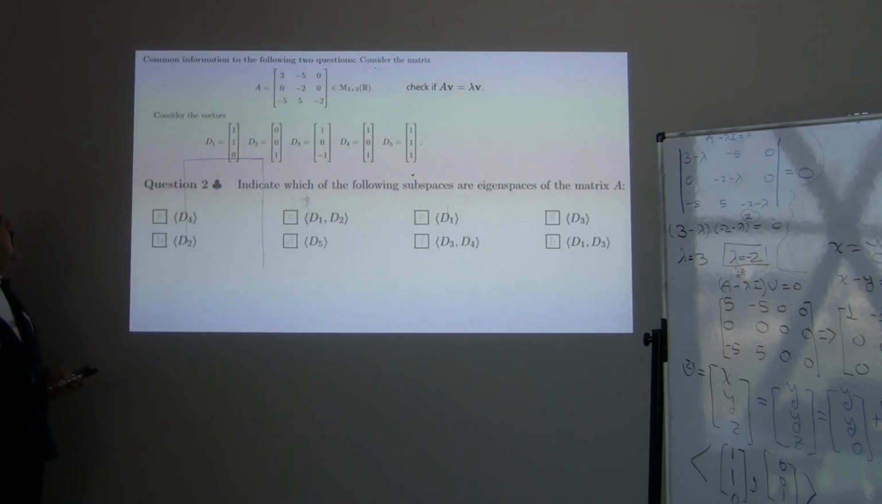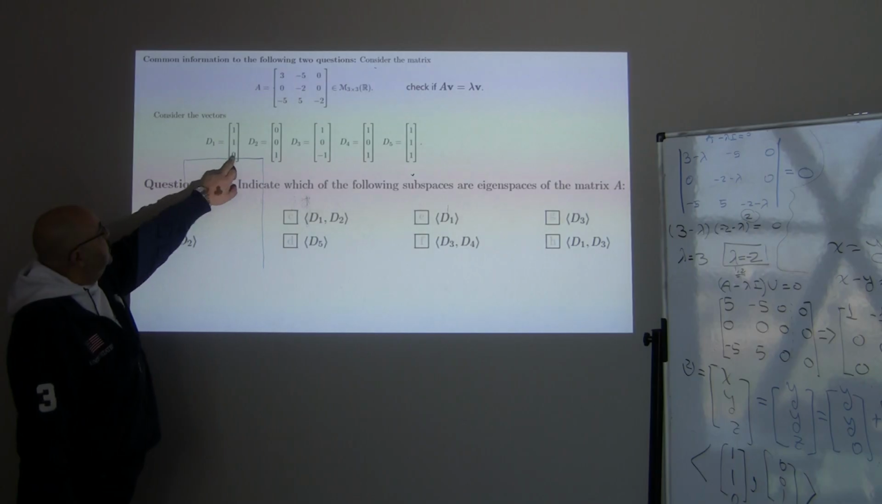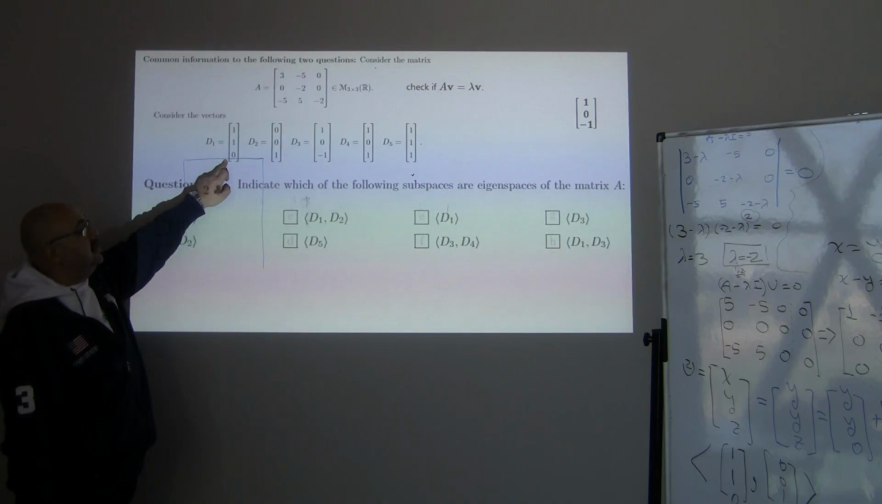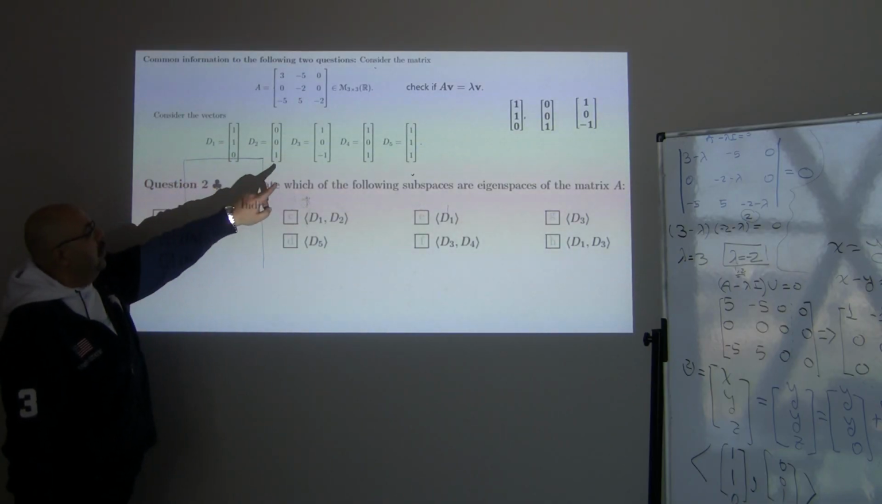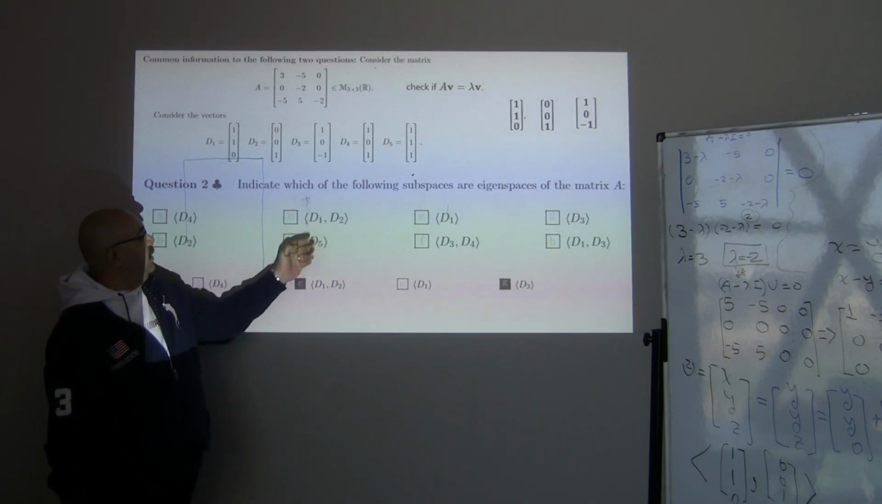Okay. For the second question, this is the second question. Also giving you the same question with a bunch of alternatives. He's stating for you, indicate which of the following subspaces are eigenspaces of matrix A. Okay. I think this 2, yes, am I right? Okay. These are the eigenspaces that I got. So 1, 1, 0, 0, 0, 1, which is D1 and D2. So I'm suspecting this is the correct one.